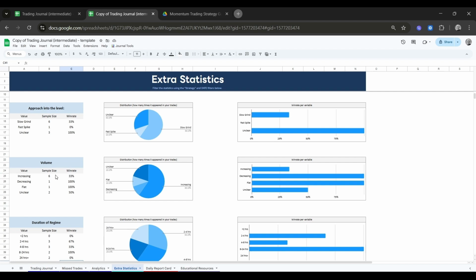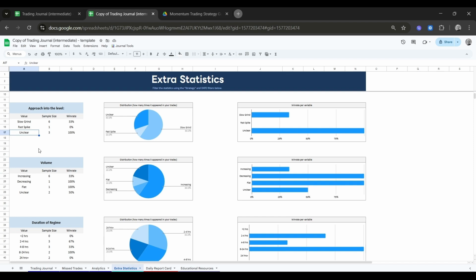The most practical way that you can use this is to see for how many of your trades you are unable to clearly define the approach into the level. How often is it not clear for you? Is it hard for you to define how price approached the level? And how is your win rate looking on these unclear trades? Because when you define something as a slow grind, you're saying that yes, this is a very clean, very obvious type of slow grind. And the same for the fast spikes. When you call something a fast spike, it's because it looks on the chart very obvious as a fast spike.